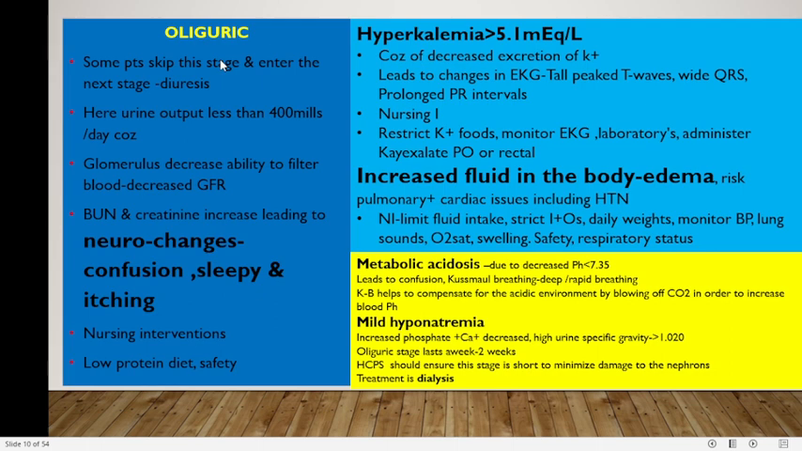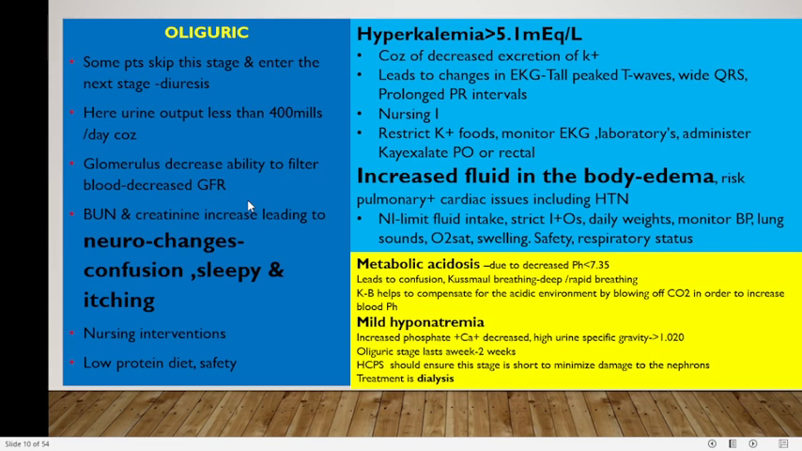Oliguric is the step 2. Some patients, we say, skip this stage and enter the next step, which is diuresis, the third stage. Here the urine output is normally less than 400 mils per day. Remember, someone has to excrete 1 to 2 liters, but we only have 400 here. And why is the person only able to excrete 400? It's because the glomerulus has a decreased ability to filter blood due to decreased GFR.